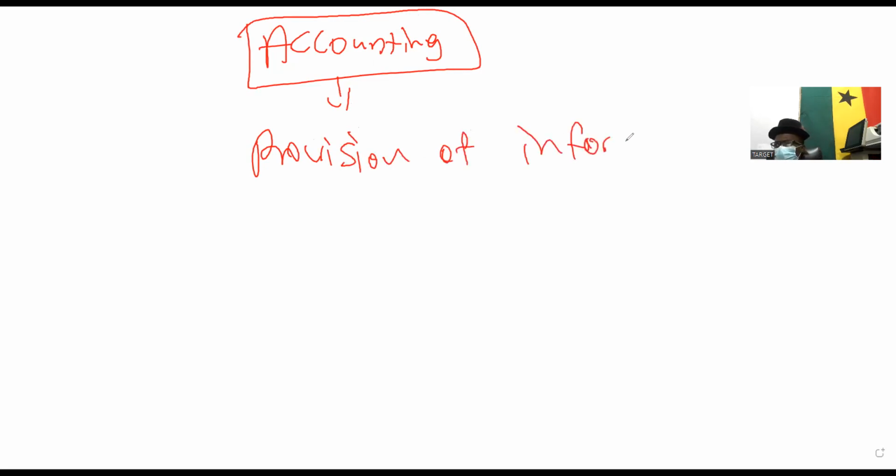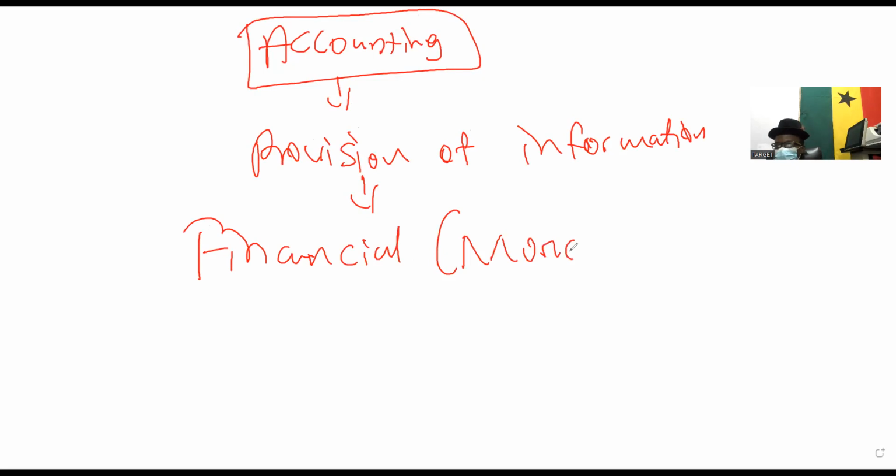And one of the pieces of information that we can provide is on financials. So we call it financial information. Financial, or money. Information about the money. Now, to get information about the money, there are two issues here when you talk about money or financials.